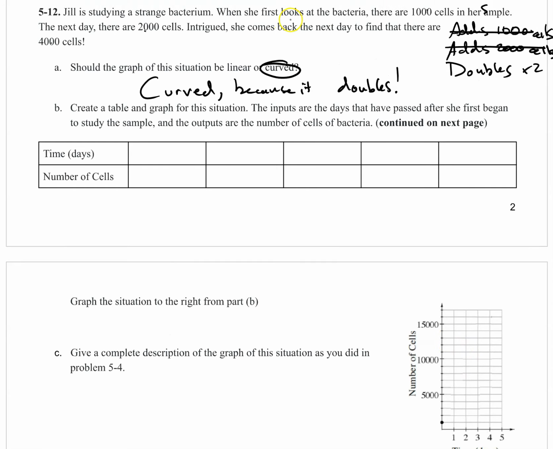Okay, so when she first looks at the bacteria, that's going to be day 0, the starting value. And the starting value here is 1,000. The next day, day 1, we have 2,000. The next day, that's day 2, there are 4,000. So find day 3 and 4. Notice the pattern is it doubles every day or multiplies by 2.